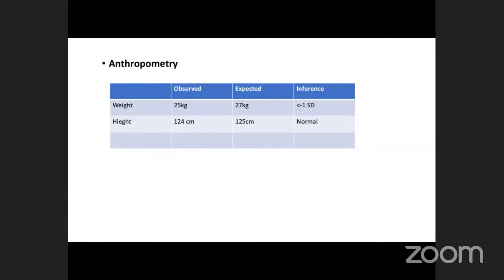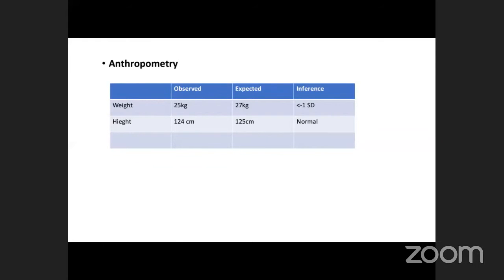The anthropometry, ma'am. The weight was 25 kg. It was observed, ma'am. But for this stage, expected was 27 kg. The inference was the weight lies in less than -1 standard deviation. Okay. The height was 124 centimeter. Expected was 124 centimeter. It is in normal range.